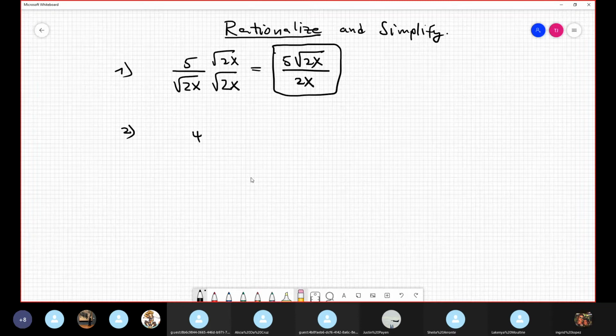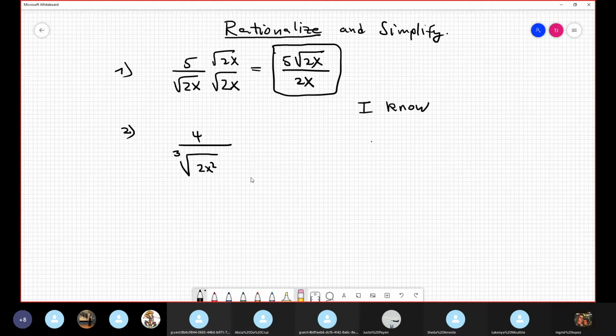Number 2 is more complicated because when you have a higher root, it's a little bit more complicated. It's a cubic root of 2x squared, and my goal is to remove this radical. Is it similar to this? Well, yes and no.